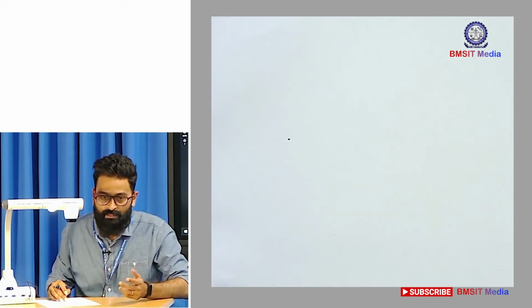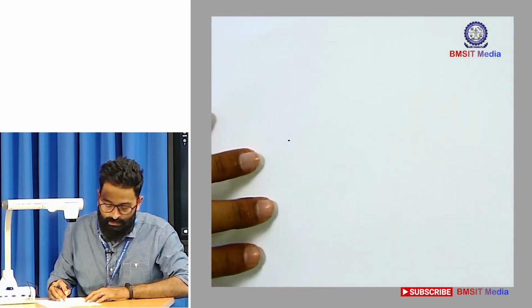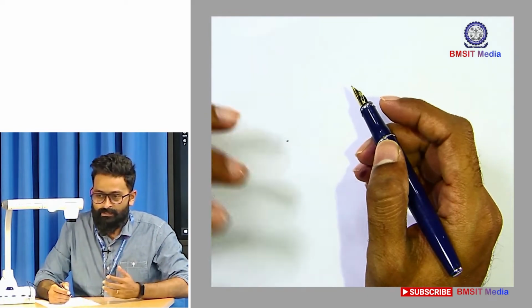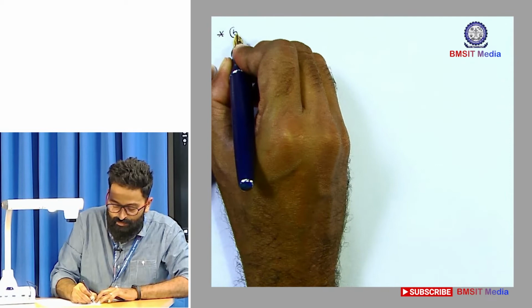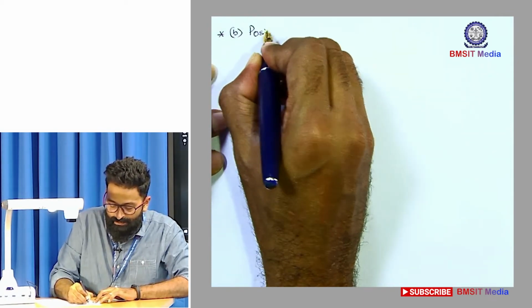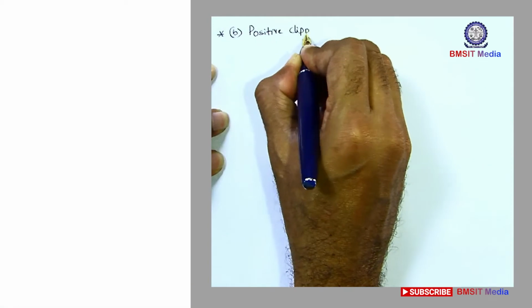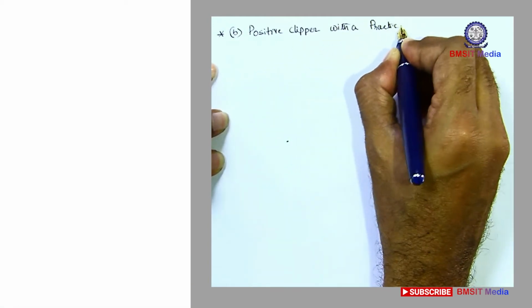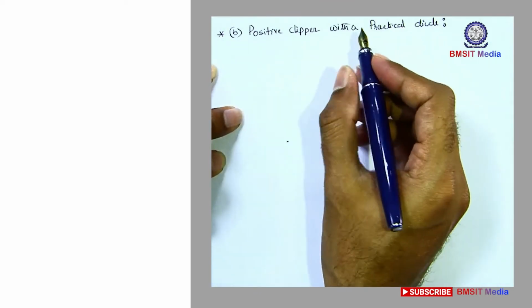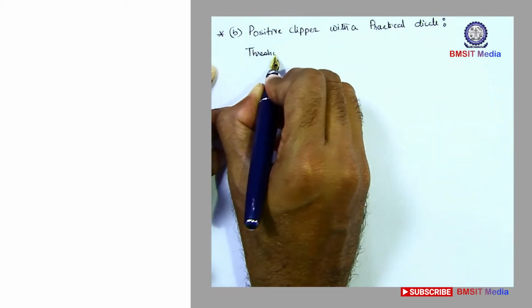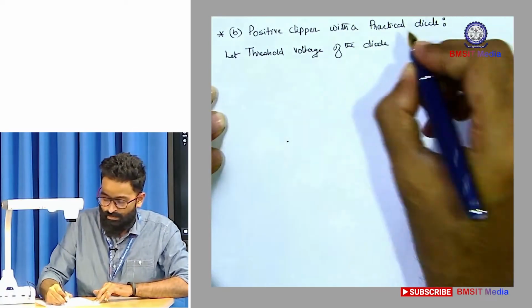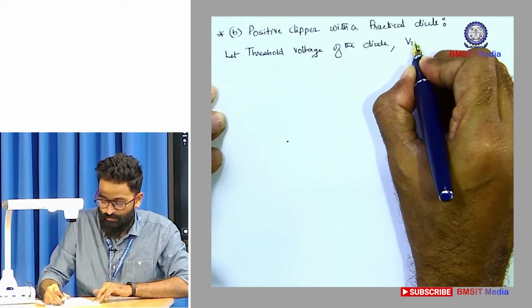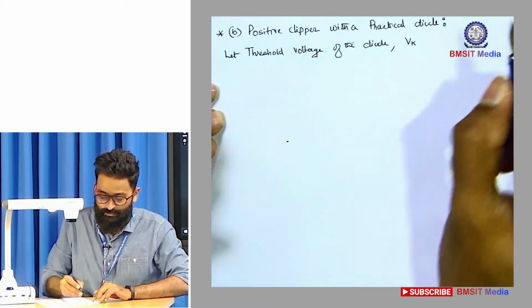So now let us look at the behavior of the circuit with a practical diode. So let's see how exactly the practical diode changes the wave shape of the circuit. So let me take it as B. Let me write the heading something like positive clipper with a practical diode. So in case of practical diode, we shall consider threshold voltage of the diode. Let it be Vk. So let Vk be the threshold voltage of the diode.